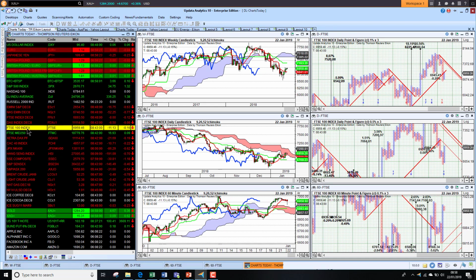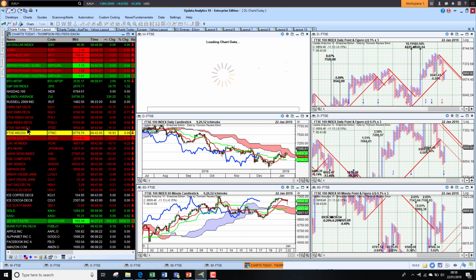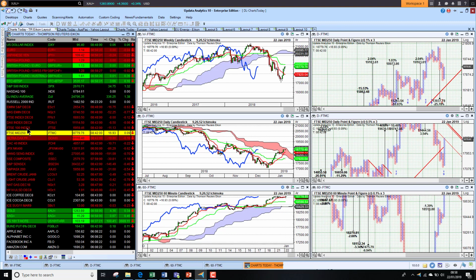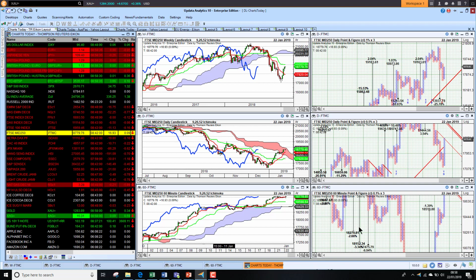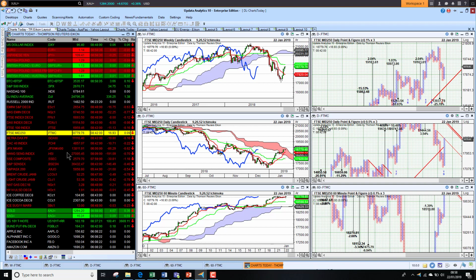UK market, the FTSE 100 down 0.16%. The mid caps are up very slightly. And they're just holding their bull trend, but no clear upside targets for this recovery to continue.